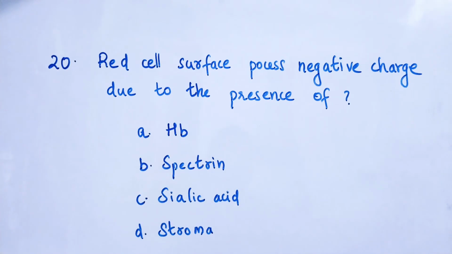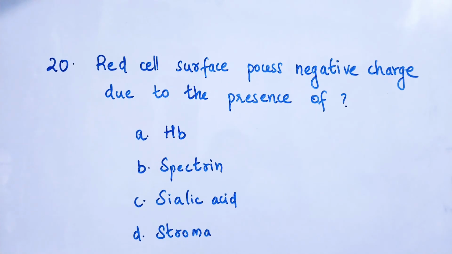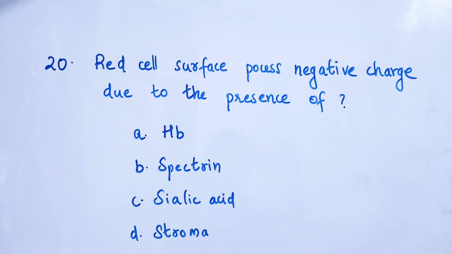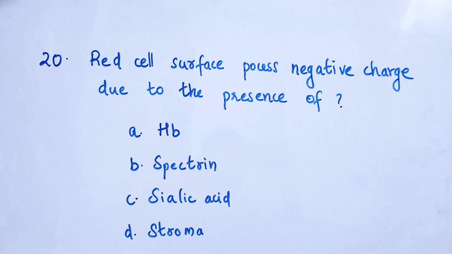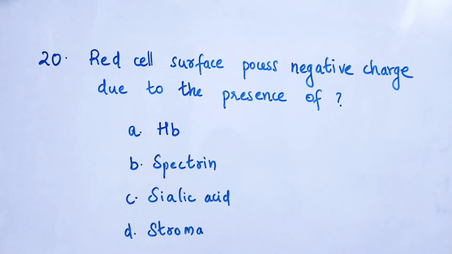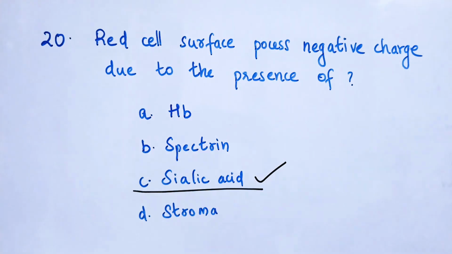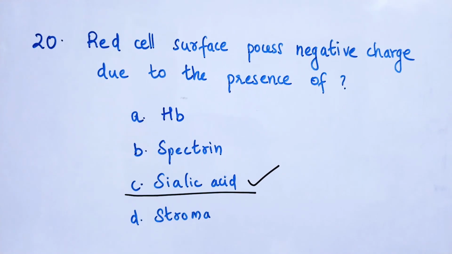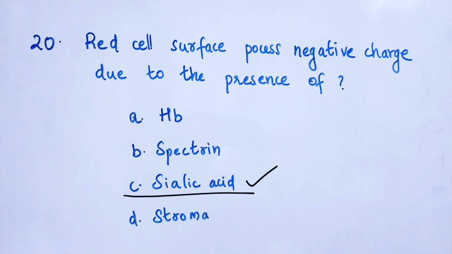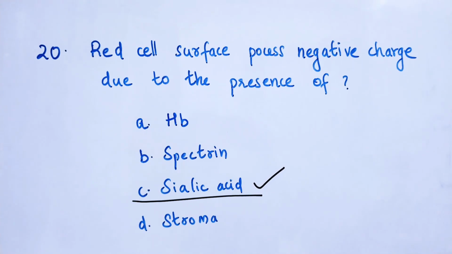Question number 20. A red cell surface possesses negative charge due to the presence of option A, hemoglobin, option B, spectrin, option C, sialic acid, option D, stroma. Red cells possess negative charge due to the presence of sialic acid. The right answer is option C, sialic acid.